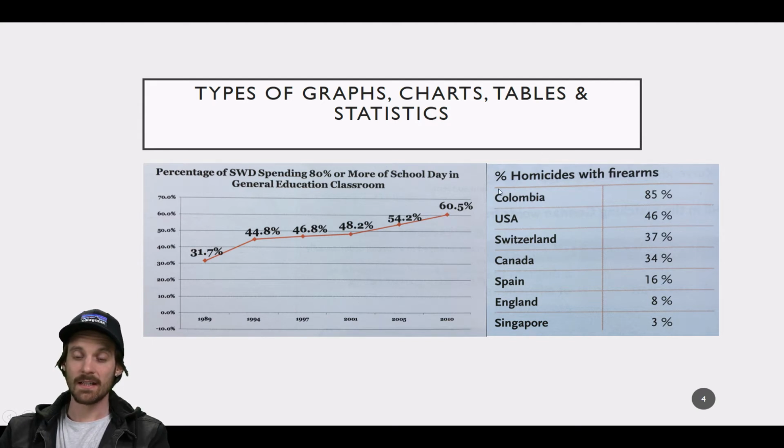In this case, it is the percentage of homicides with firearms. So Colombia has the highest percentage of homicides with firearms with 85%, followed by the USA with 46%, and followed by Switzerland with 37%, which is quite odd. Yeah, of course, they have a lot of weapons, but I didn't know that they also use it for homicides.